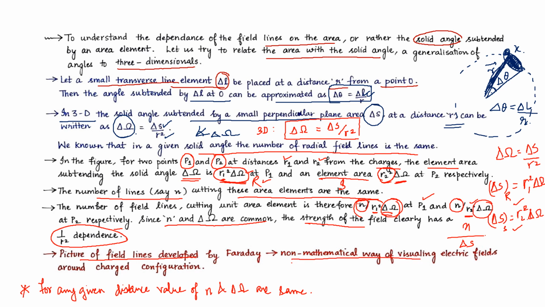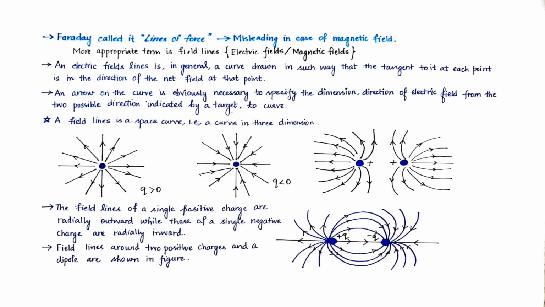Now, the picture of field lines developed by Faraday is a non-mathematical way to visualize electric fields around the charged configuration. We are not using the numbers 1, 2, 3, 4. We are not using other alphabetical formulas like A plus B or sigma of A to B or something like that. We are just giving a pictorial form, and understanding a concept by pictures is also very important as well as easy. And once you start visualizing something, it gets very clear. So this pictorial formula was developed by Faraday, and it's a non-mathematical way of visualizing the fields.